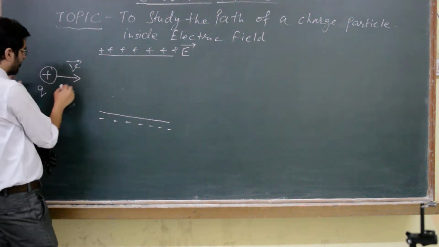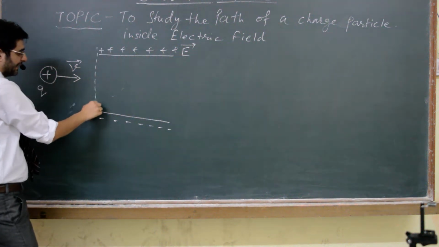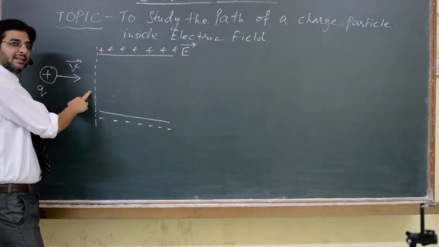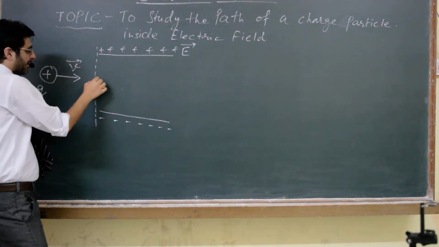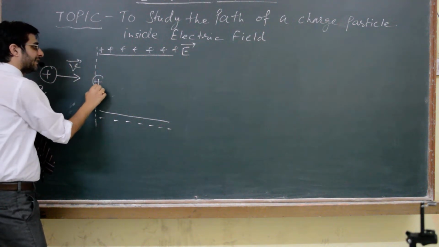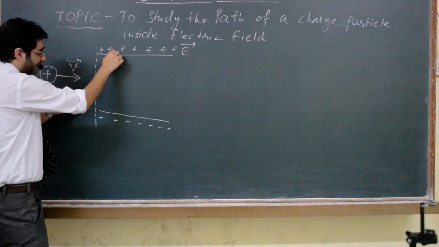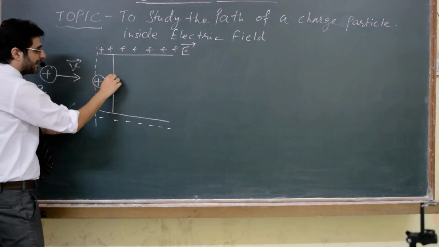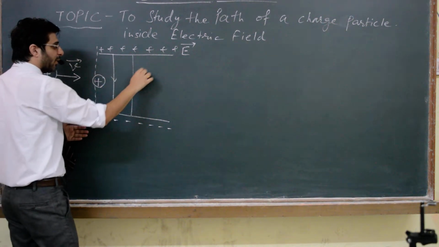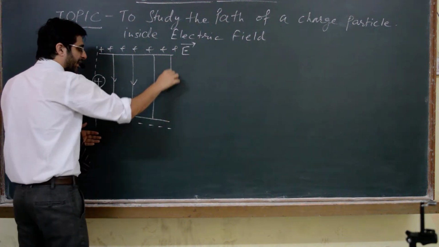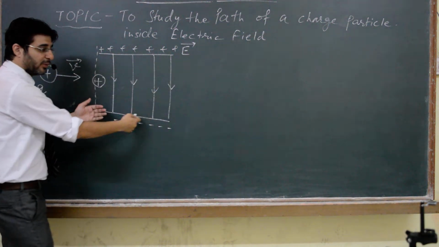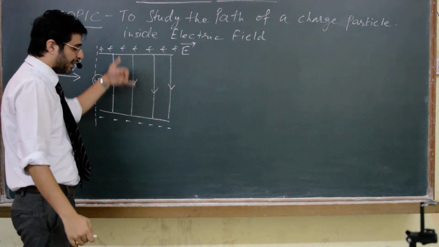Now what will happen? Till this position there is no difference, but as the charged particle enters this electric field, the direction of the electric field is from upwards to downwards. The direction of electric field is from positive to negative, upward to downward.